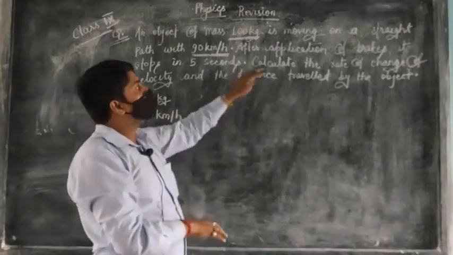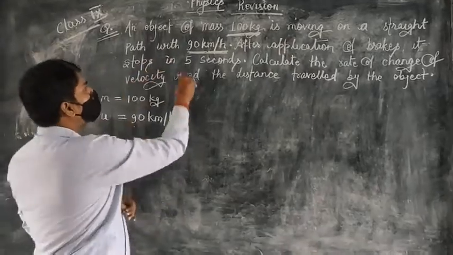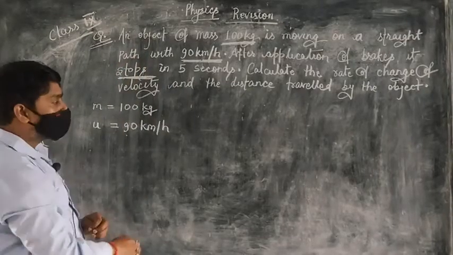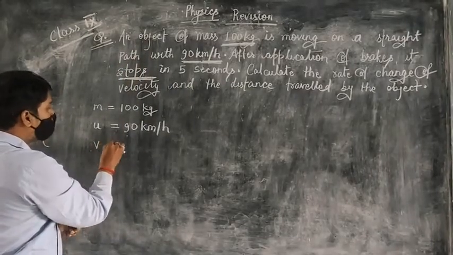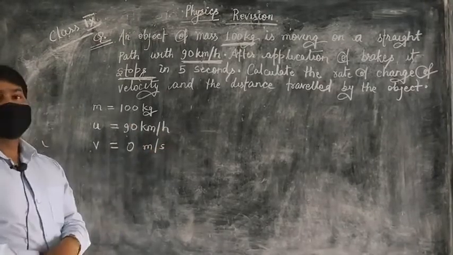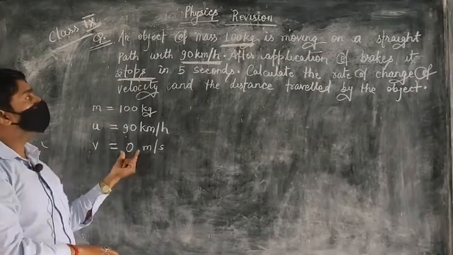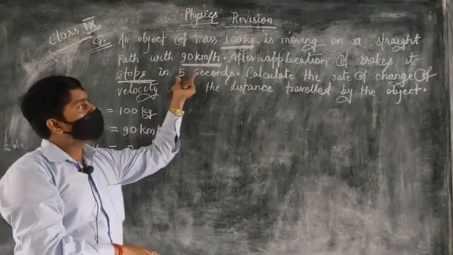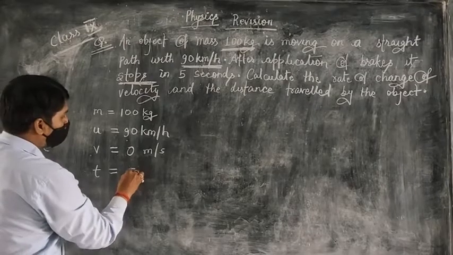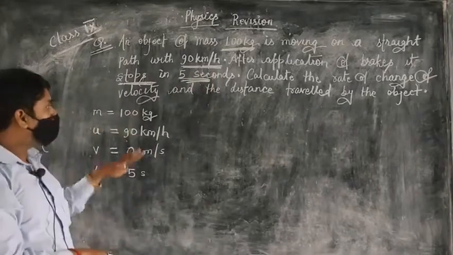Now the question is saying that after application of brakes, it stops in 5 seconds. The object stops means the final velocity of the object is 0 meter per second. Now the time taken by the object to stop is given as 5 seconds. So we write t equal to 5 seconds. So this much data we have been given.